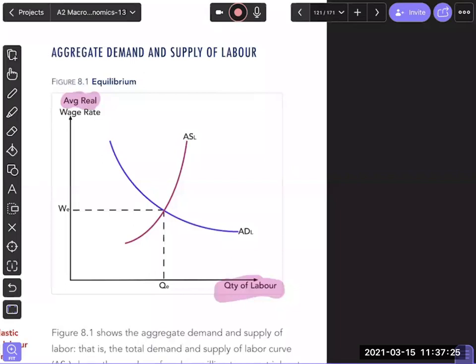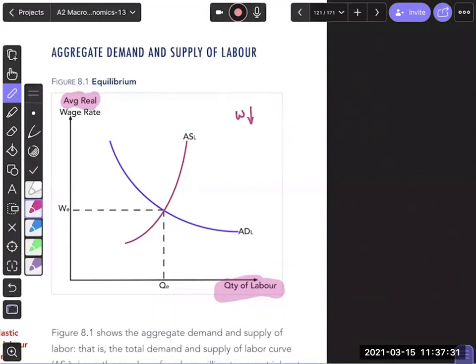Okay, guys, the AD curve is downward sloping. Why is the AD curve downward sloping? Well, the simple idea is that when the wage rate goes down, the quantity of labor demanded goes up, right? So labor becomes cheaper than other factors of production, and that's why the AD curve is downward sloping. Lower wage rate, higher quantity demanded; higher wage rate, lower quantity demanded.